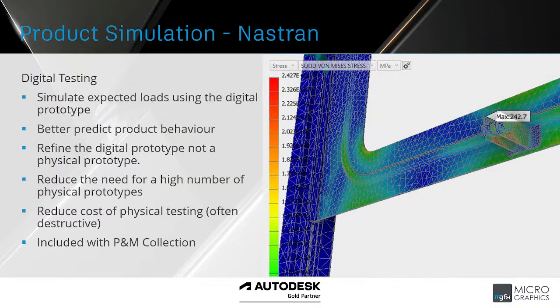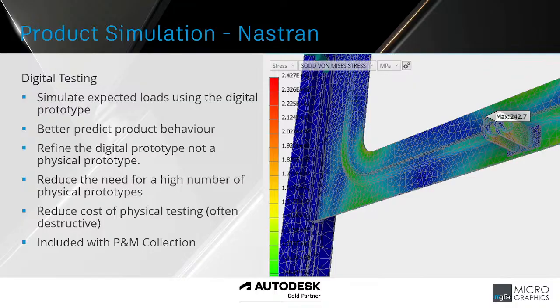And this brings us to product simulation. So once we have this digital prototype, we can then simulate so that we can catch any potential design issues up front, before doing any physical prototyping and testing. So we can do digital testing to simulate expected loads using the digital prototype. We can better predict the product behavior before we've even created a physical prototype. And we can refine the digital prototype, not the physical.